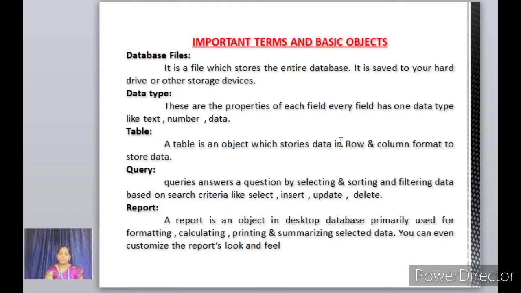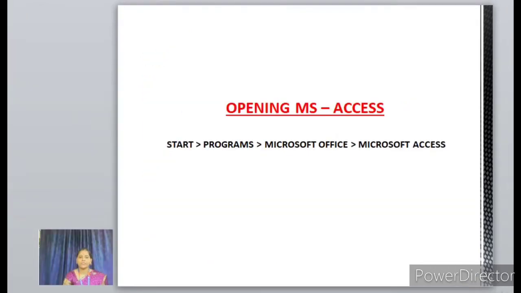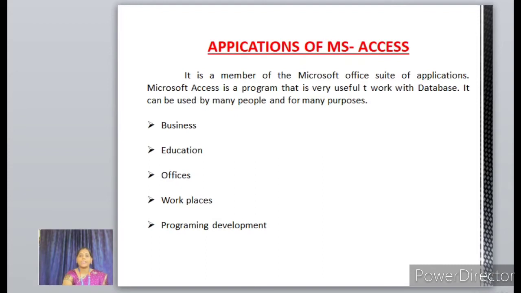Next one is the reports. A report is an object in a desktop database primarily used for formatting, calculating, printing and summarizing selected data. You can even customize the report's look and feel. Now let us see how to open MS Access. First of all, we click on the Start button, then go to Programs and click on the Microsoft Office folder, and then click on Microsoft Access.